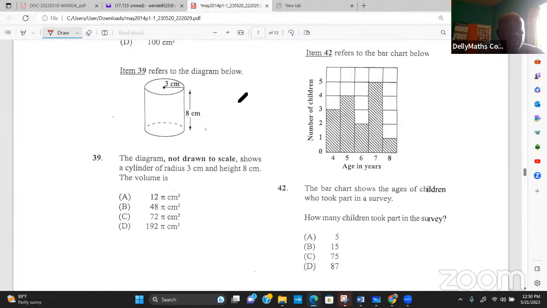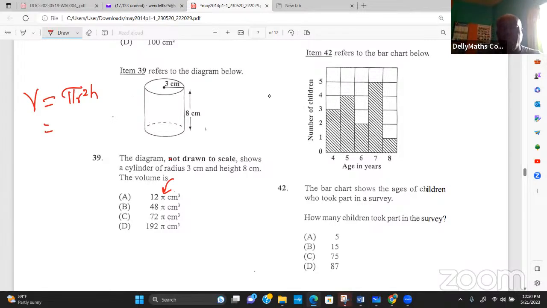All right, let's go. Item 39 says, diagram not drawn to scale, shows the cylinder of radius 3 and height 8. What is the volume? Now, the volume is given to you by them in the formula sheet. The volume of a cylinder is pi r squared h. Obviously, pi is in the answer, so I'm not going to put any 22/7.